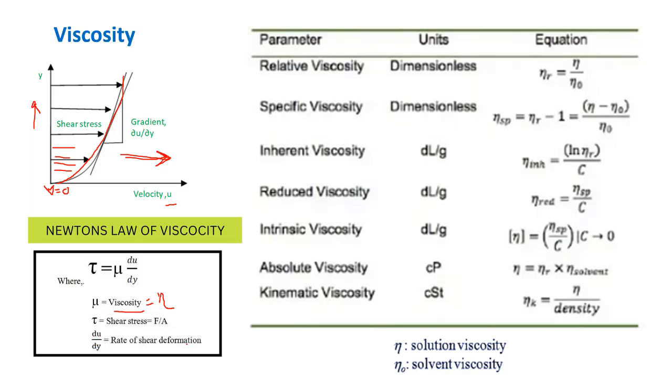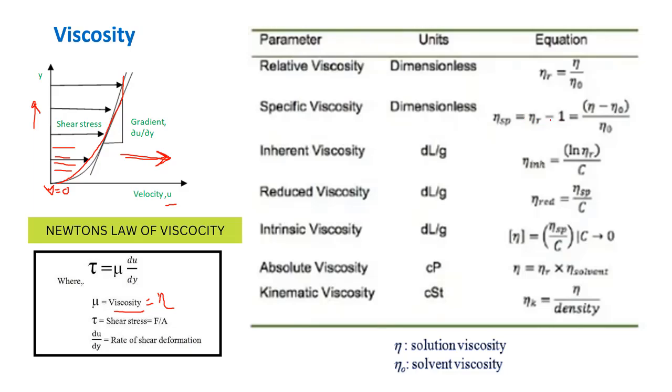For a liquid, we have relative viscosity, which is the viscosity of a material divided by the viscosity of the reference material. For polymers, eta is the solution viscosity and eta naught is the solvent viscosity. That will be the relative viscosity of the material. Then specific viscosity is the relative viscosity minus 1. That is how we can calculate the specific viscosity.